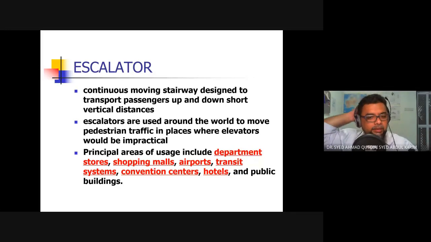As for principal areas of usage, an escalator is practical in areas where there's a lot of pedestrian traffic, such as departmental stores, shopping malls, airports, transit systems, convention centers, hotels, and public buildings.